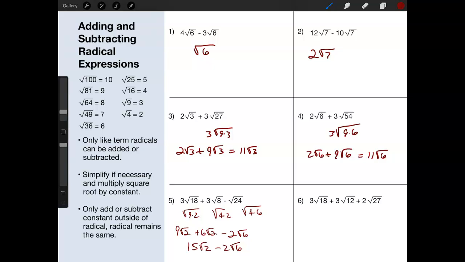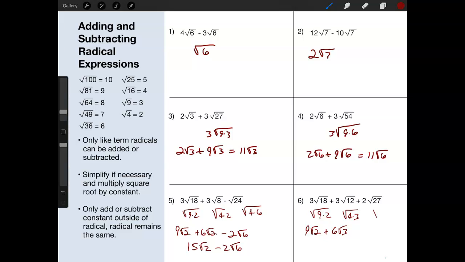For example number 6, we have 3 radical 18 plus 3 radical 12 plus 2 radical 27. We can simplify 18 by multiplying 9 times 2. The square root of 9 is 3. 3 times 3 is 9, so we can simplify this to 9 radical 2. We can simplify radical 12. That breaks down to 4 times 3. The square root of 4 is 2. 2 times 3 is 6, so this simplifies to 6 radical 3.